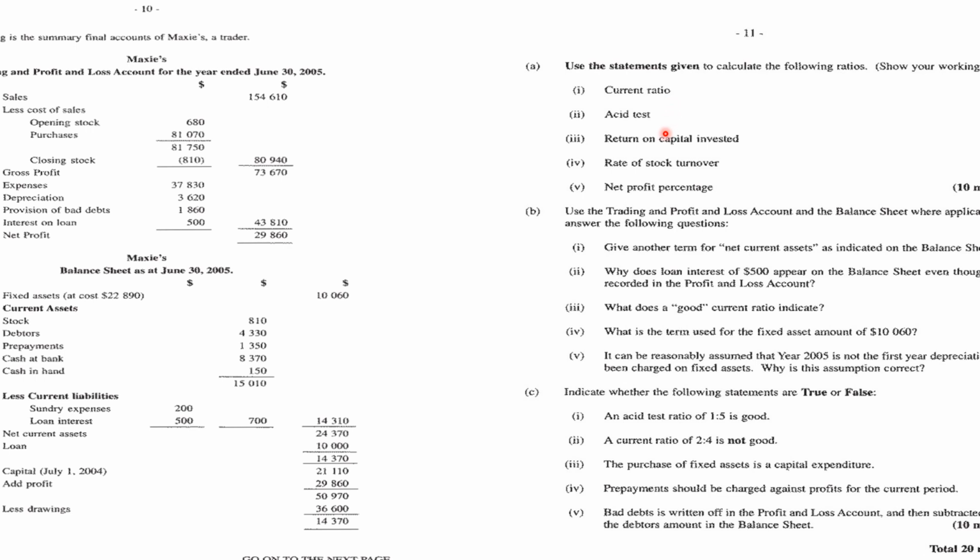The second ratio is the acid test, also called the quick ratio. And the third ratio that we will calculate is the return on capital invested. The fourth ratio is called the rate of stock turnover, and the fifth ratio is called the net profit percentage. We will calculate this from the trading and profit and loss account, also called the income statement, and the balance sheet, also called the statement of financial position.